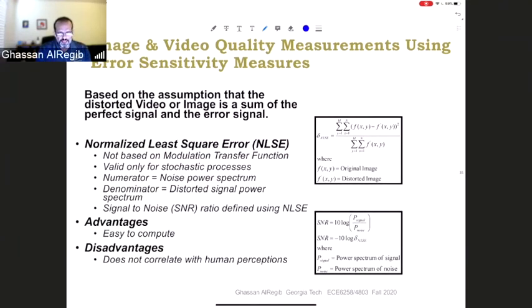So the first thing we look at is what we refer to as error sensitivity measures, and this is the family where PSNR and MSE really belong, which are the normalized least square error, meaning that you have a signal f in here as the reference image, and you have f prime as a degraded representation of the image.